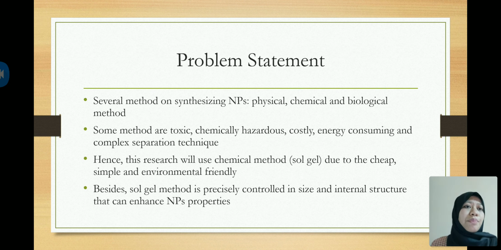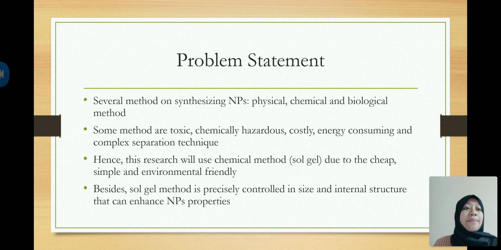So, let's move to the problem statement. There are several methods of synthesizing nanoparticles, such as physical, chemical, and biological methods. Some methods are toxic, chemically hazardous, costly, energy-consuming, and need complex separation techniques. I give a few examples, such as the physical method, which requires expensive and highly complex machines, while the biological method is very slow and laborious.